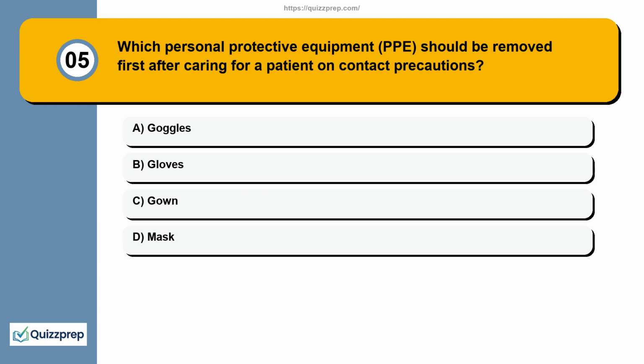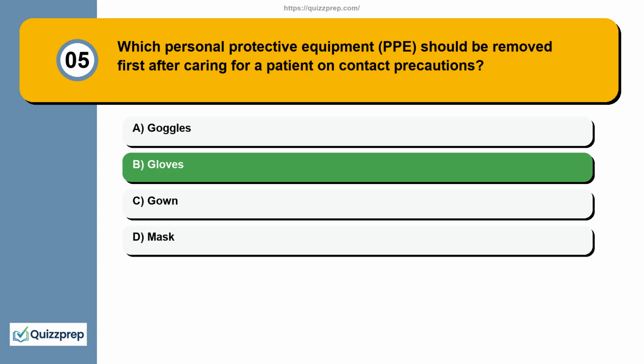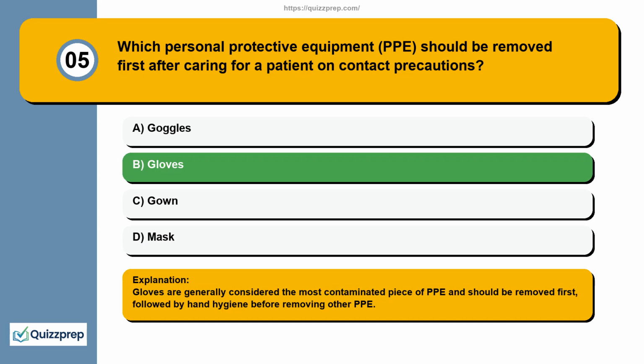Question 5. Which personal protective equipment, PPE, should be removed first after caring for a patient on contact precautions? Here are your options. Option A. Goggles. Option B. Gloves. Option C. Gown. Option D. Mask. The correct answer is option B. Gloves. Explanation. Gloves are generally considered the most contaminated piece of PPE and should be removed first, followed by hand hygiene before removing other PPE.